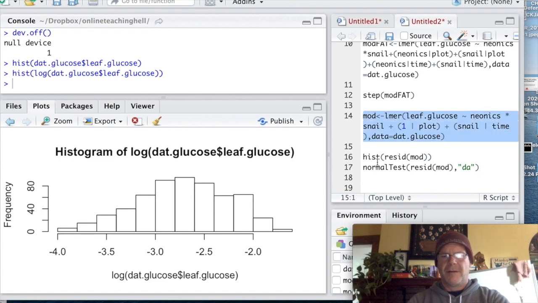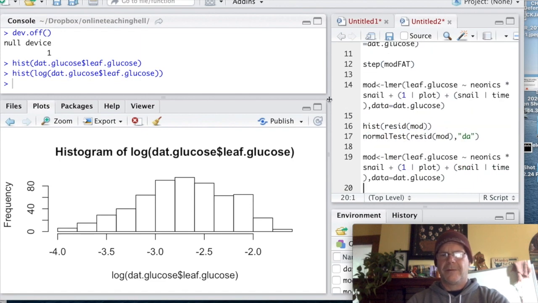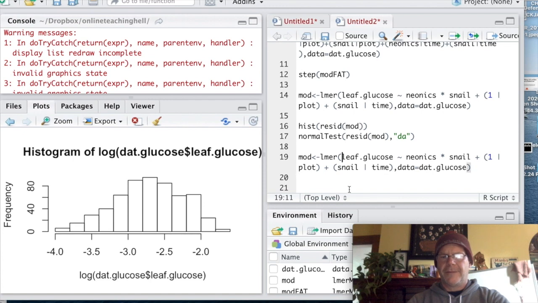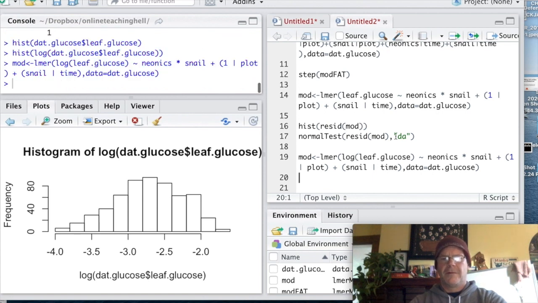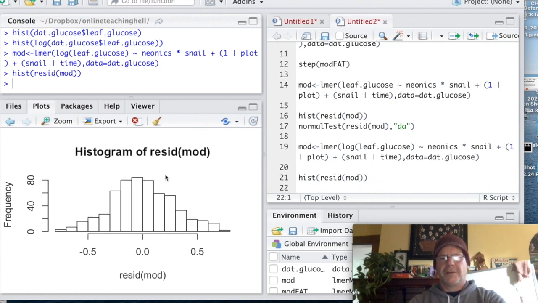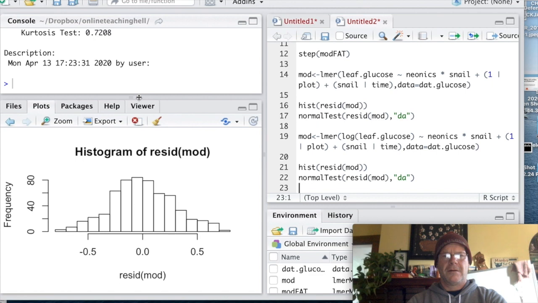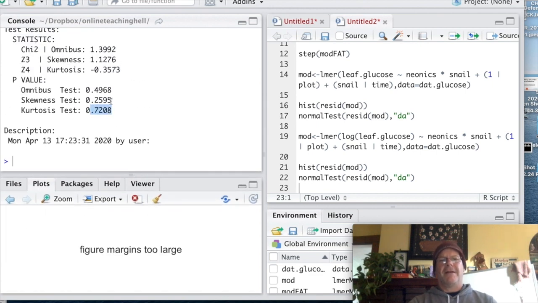let's redo our model. And this time for leaf glucose, I'm going to take the log of leaf glucose in the model. And now I want to look at the residuals of that model. That looks a little bit more normalish. And let's go ahead and do the residuals on that model. Oh, and it looks like it made everything happy and friendly. Look at how happy it is.